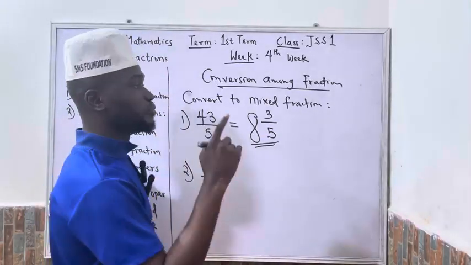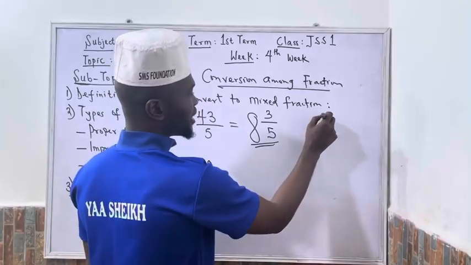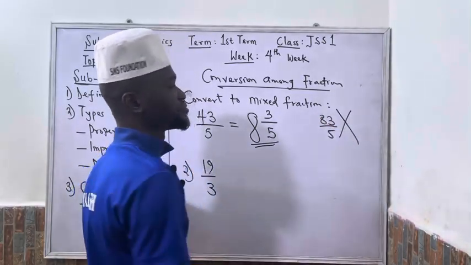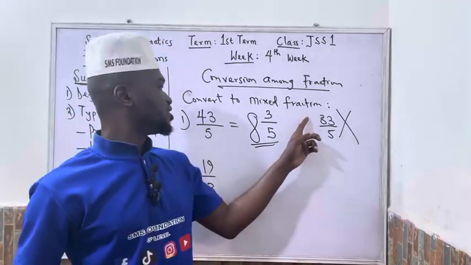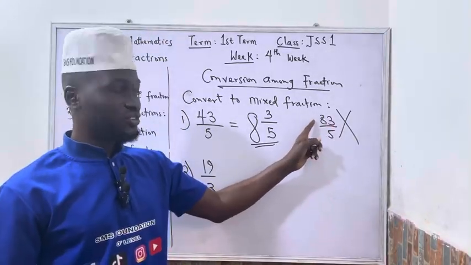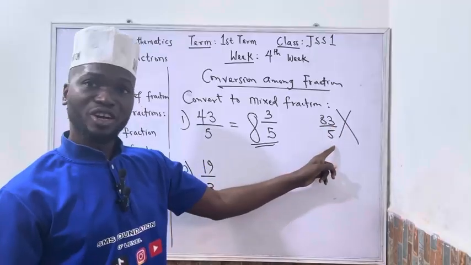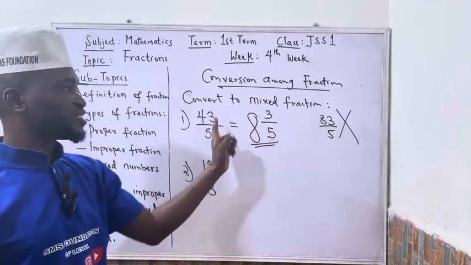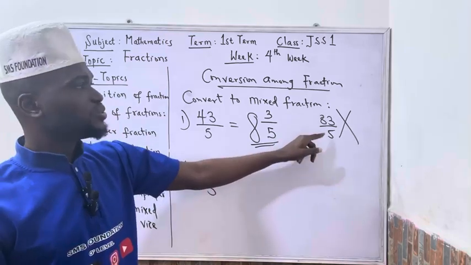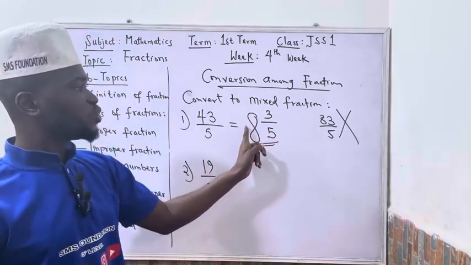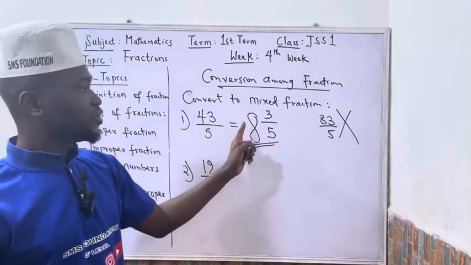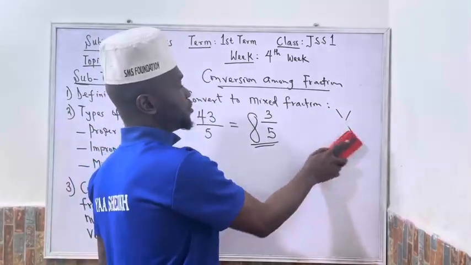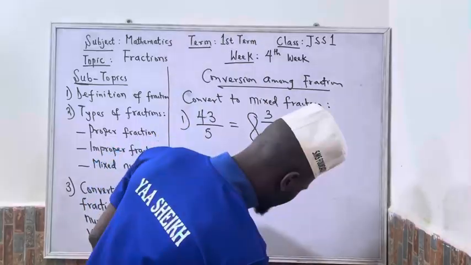The mistake that many students make is that they write the 8 and the 3 over 5 side by side like this. This is wrong. So what you have done is to say 83. What you have done now is that you said 83 over 5. And this is wrong. So you have changed the nature of the question already. So be careful when you are writing the whole number. Make it big. So 8 whole number, 3 over 5. Very good. So let's go to the second part.